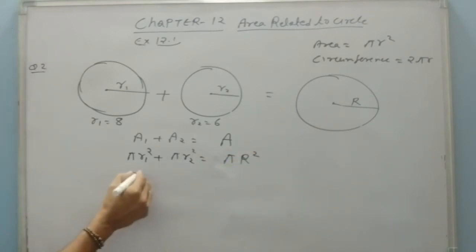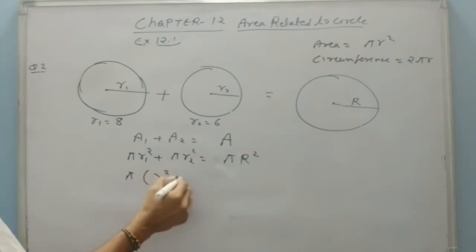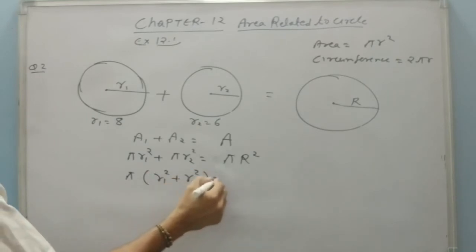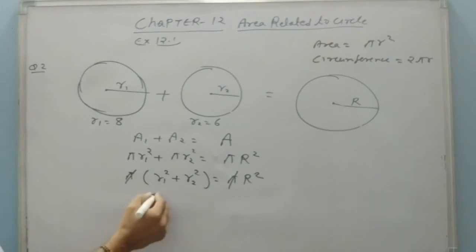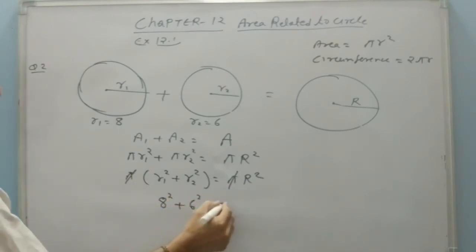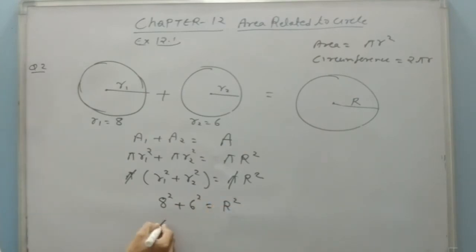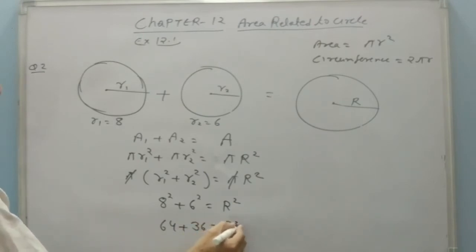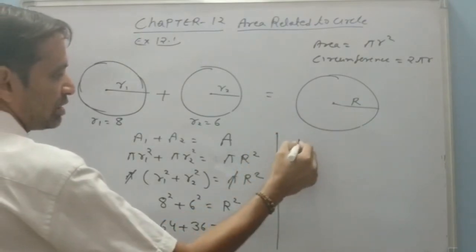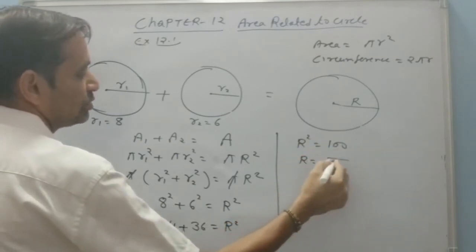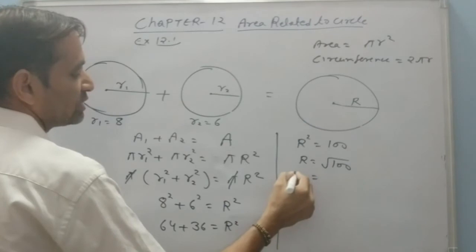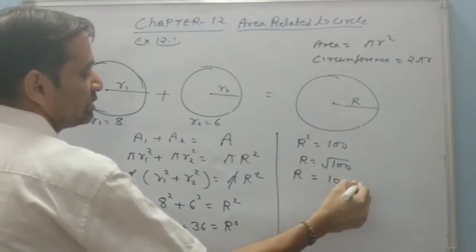Again pi is common, πR1² + πR2² = πR². Again pi cancels out. R1 is 8, so 8² + 6² = R², or 64 + 36 = R². It means R² = 100, or R = √100, and you know that the square root of 100 is 10 centimeter.